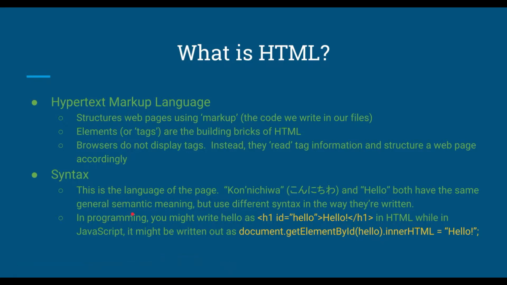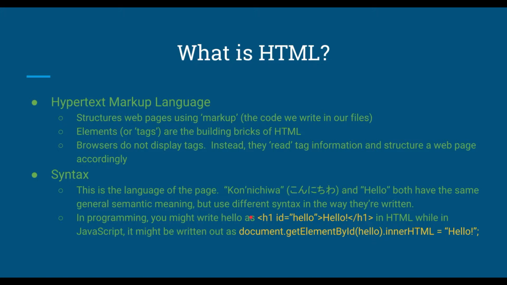So let's talk about syntax. This is the language of the page. Konnichiwa and hello essentially mean the same thing semantically. They mean hello, but konnichiwa is written right here this way, whereas hello is written this way. And so syntactically, or in the syntax of the way they're written, they have different syntax, but the semantic meaning is largely the same. And in programming, it's a similar thing.